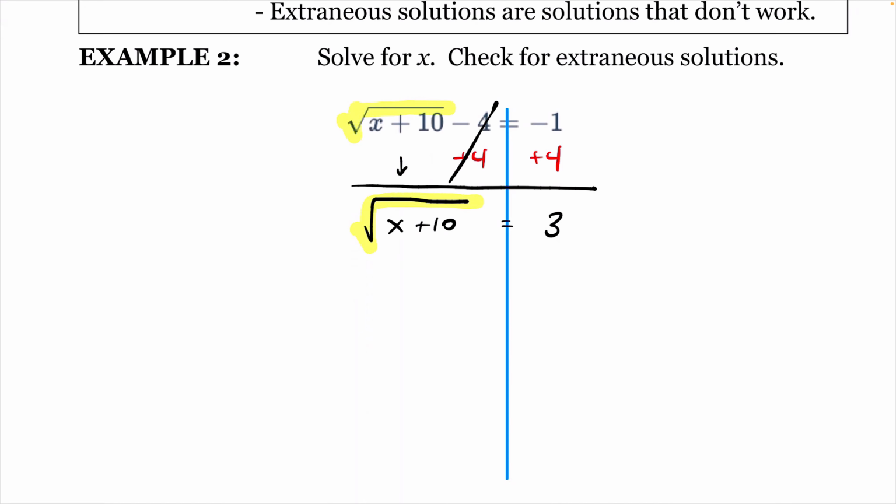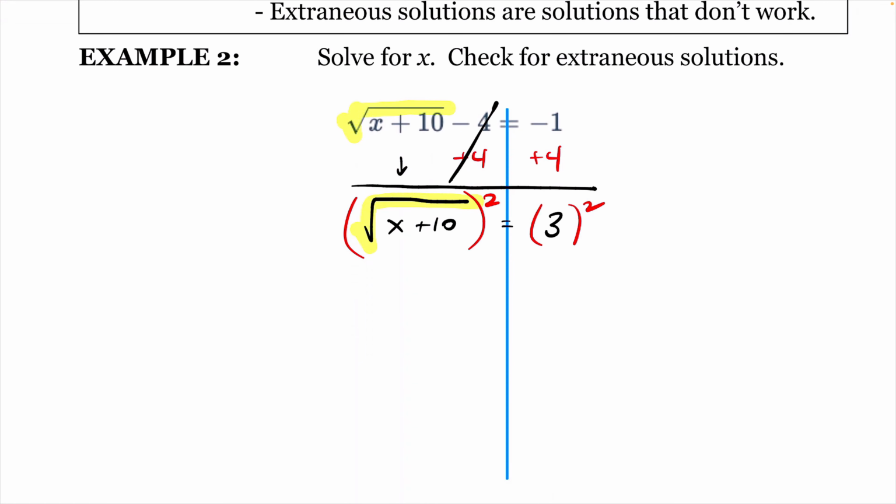Step 2, get rid of the square root. So how do I get rid of the square root? Square it or cube it. Which one is it? Well, it's going to be square, because this is a square root. It's not a third root. It's a square root, so you're going to square it. But it's an equation, so you have to do it to both sides because it has to be equal.